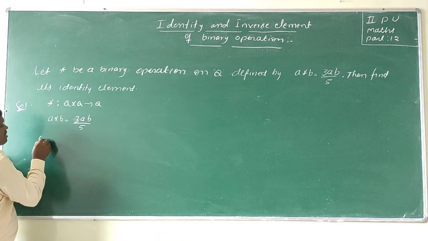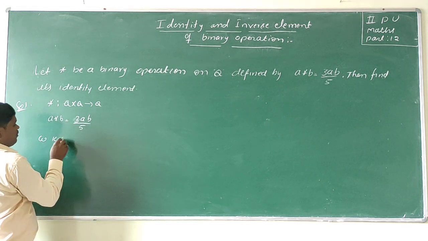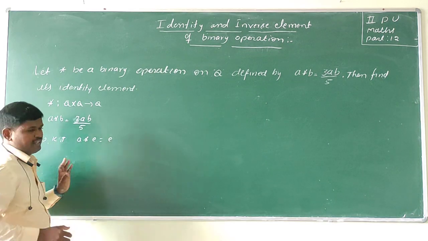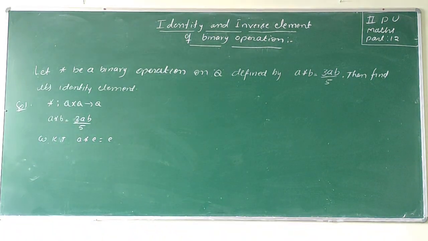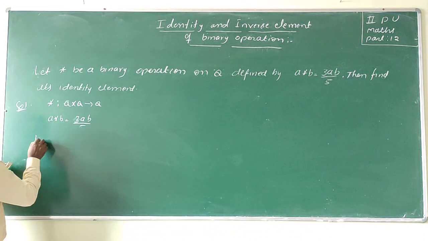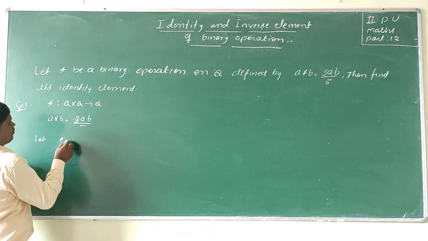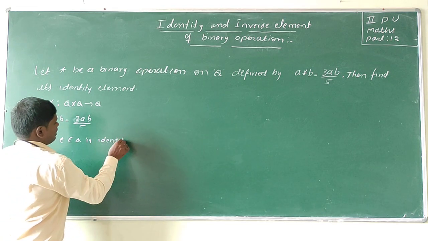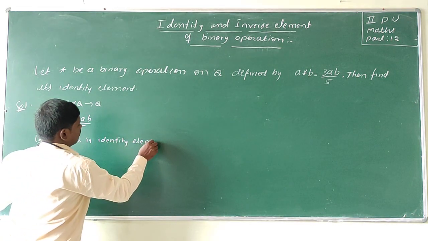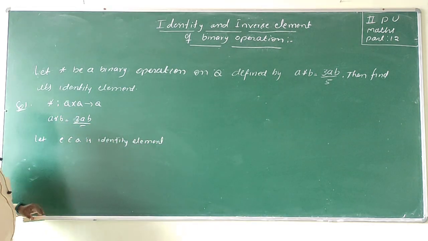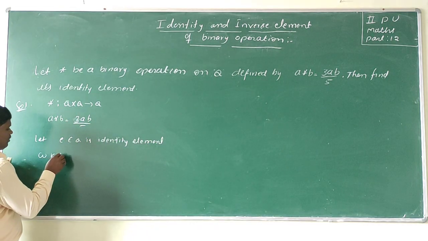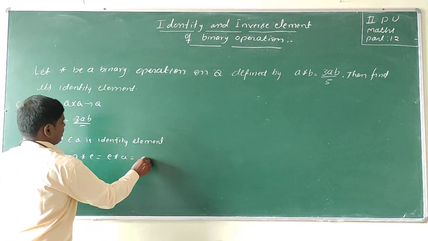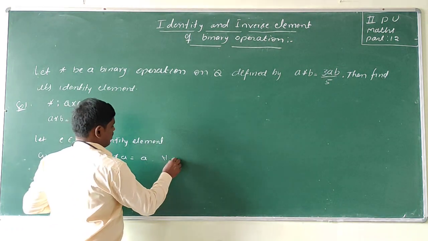So we know that A star E is equal to E. Suppose we take E to be the identity element. Let E belongs to Q be the identity element. Then we know that A star E is equal to E star A is equal to A, for all A belongs to Q.